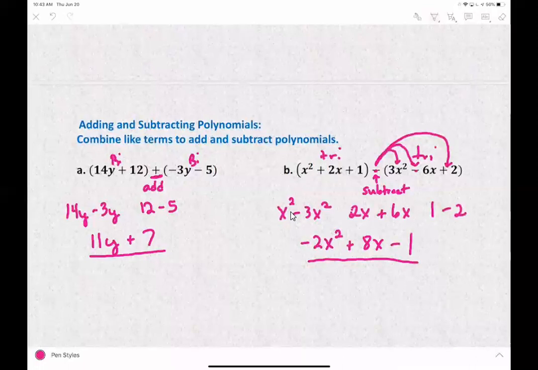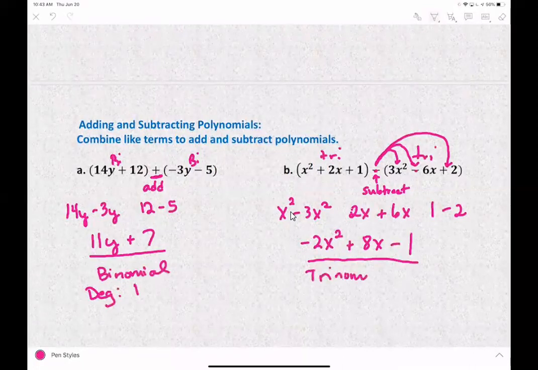Now we can also use what we did in the previous example. So this is a binomial with a degree of 1. Here we have a trinomial with a degree of 2.